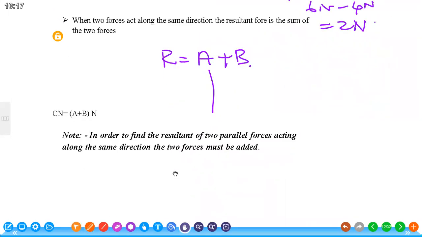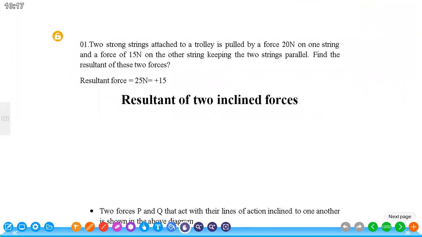So in order to find out the result of two parallel forces acting along the same direction, the two forces must be added. Right? This is the condition, students. This you should know about. Now we are going to do one of the questions.